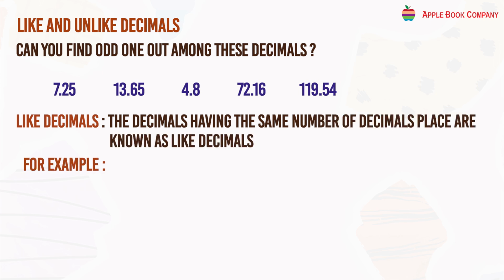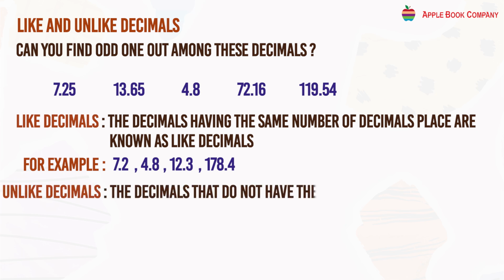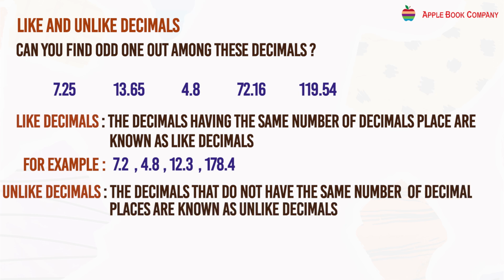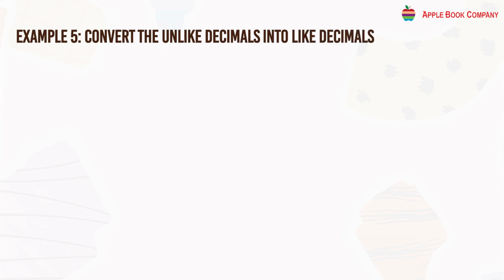For example, 7.2, 4.8, 12.3, 178.4. Unlike decimals are decimals that do not have the same number of decimal places. For example, 6.9, 23.89, 4.71, 13.2.